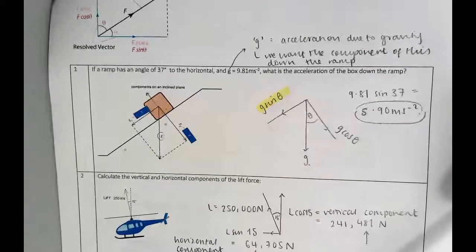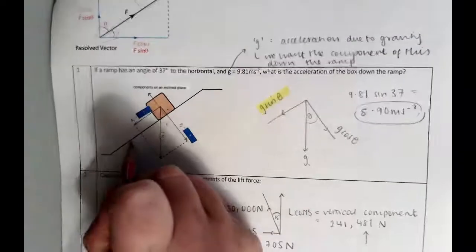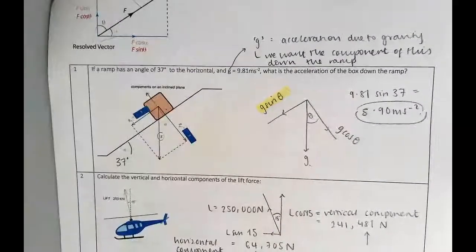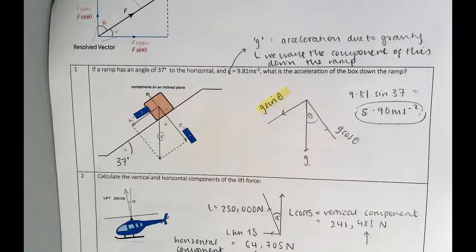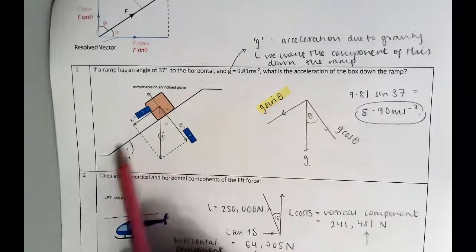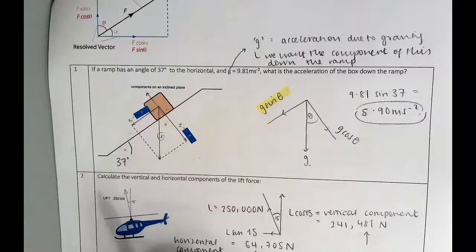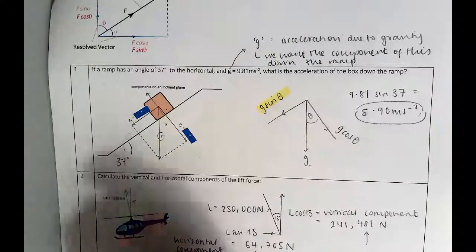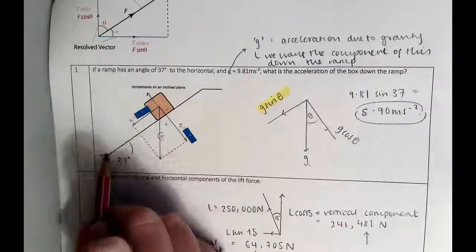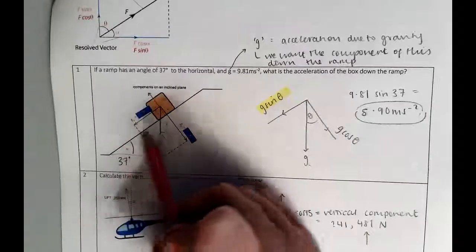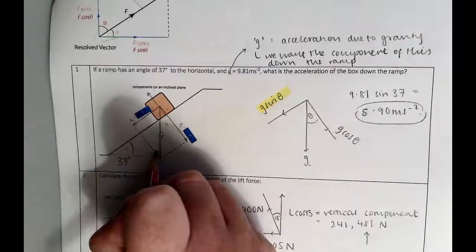We know the angle to the horizontal is 37, so that's this angle here, and we can use rules of triangles to prove that this angle must equal this angle. Now think about it carefully. I can sketch out a triangle here, and there is a right angle there.